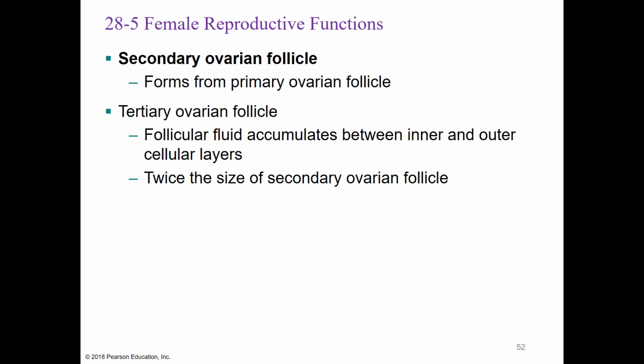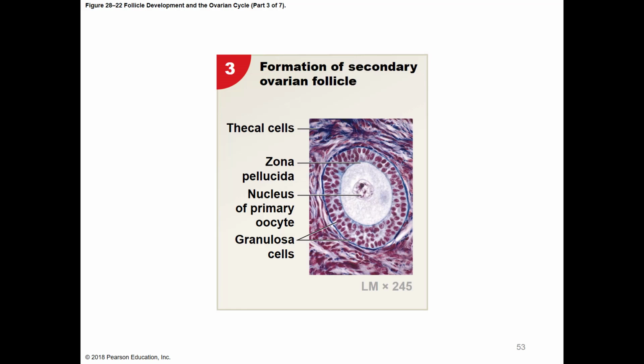The secondary ovarian follicle will form from the primary ovarian follicle. Then the tertiary ovarian follicle will form after that. We're going to look at a picture of the secondary follicle first, and then we'll come back to tertiary. Many primordial ovarian follicles will develop into primary ovarian follicles, but only a few will mature further in the next 4 months or so.